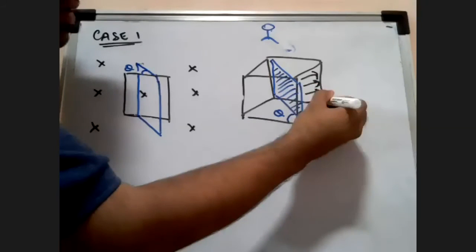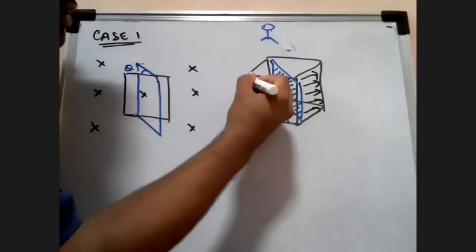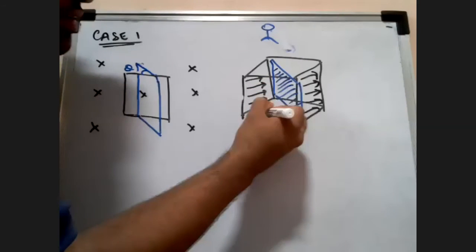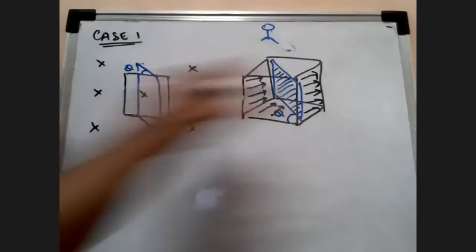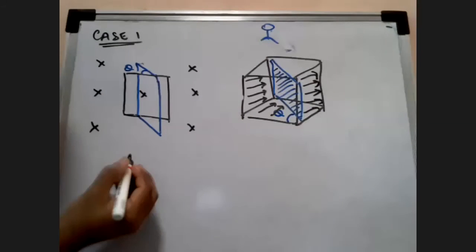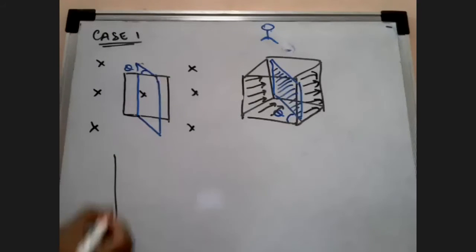Yes or no, students? You can imagine that? Yes, it's going inside. See, it's all going inside. The magnetic field is all going inside the cube. So from the top perspective, this man can see that the magnetic field is basically in this direction.